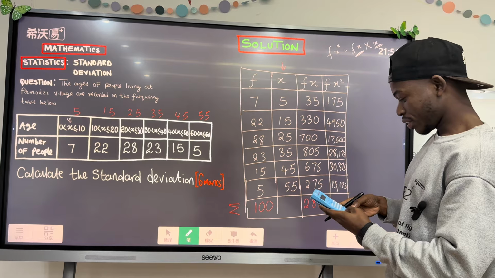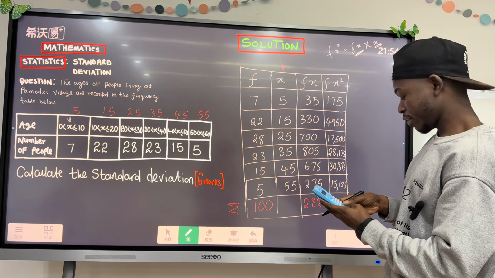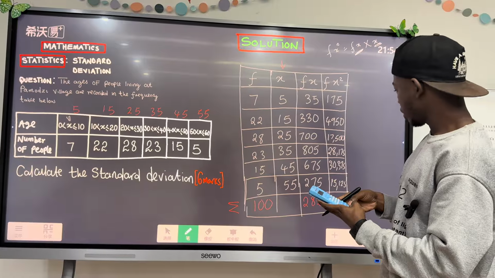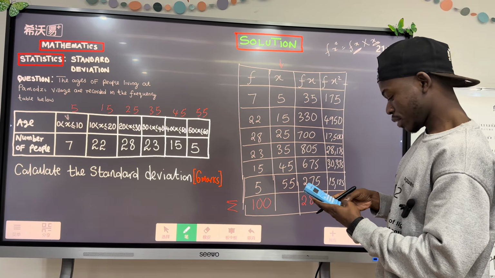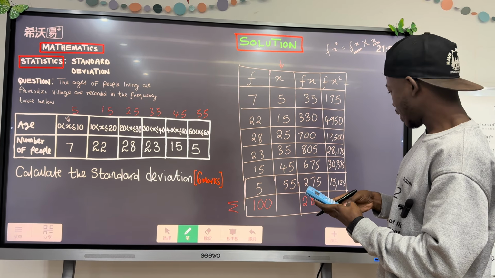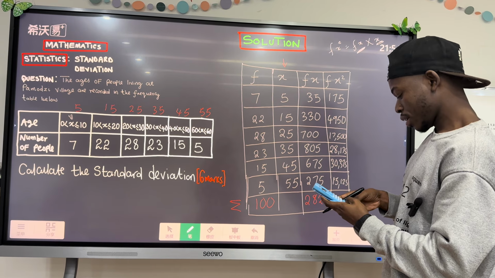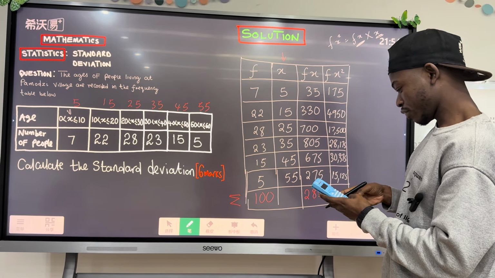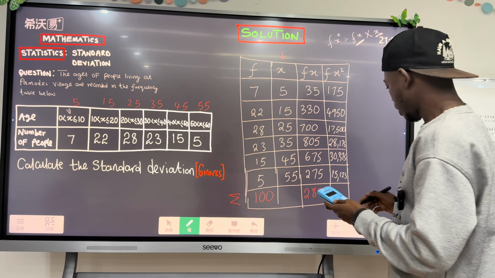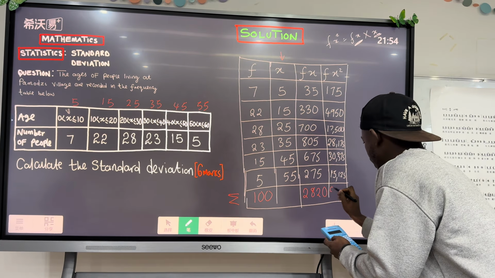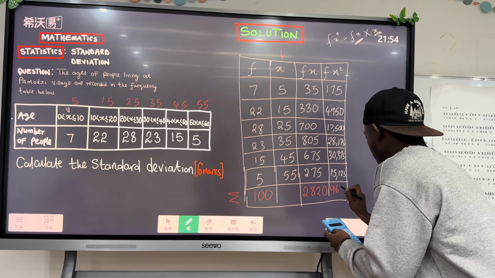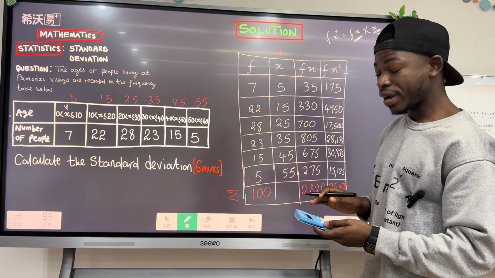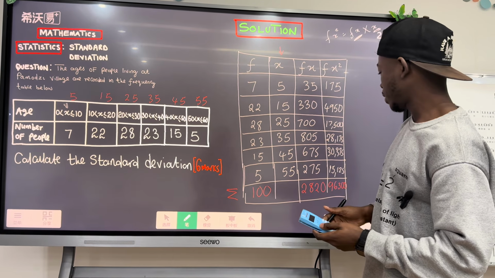So let's add now this. 175 plus 4,950 plus 17,500 plus 28,175 plus 83,75 plus 15,125. Okay, so for this, I'm getting 96,300. So make sure you are pressing the right values there as you use your calculator.